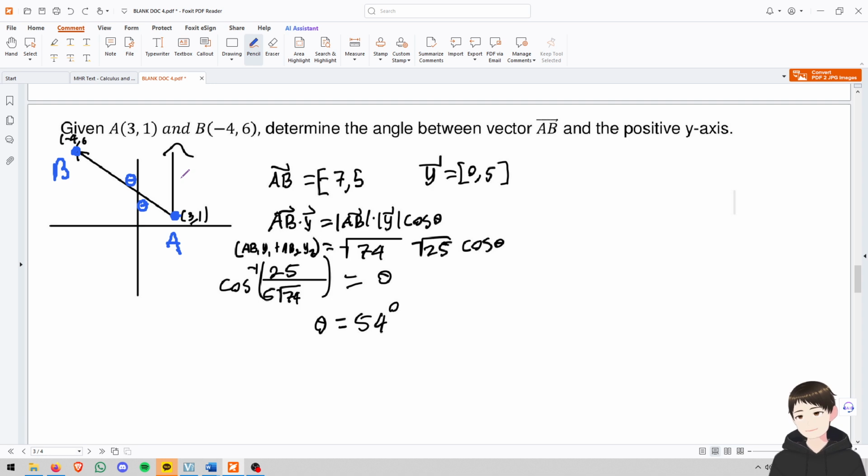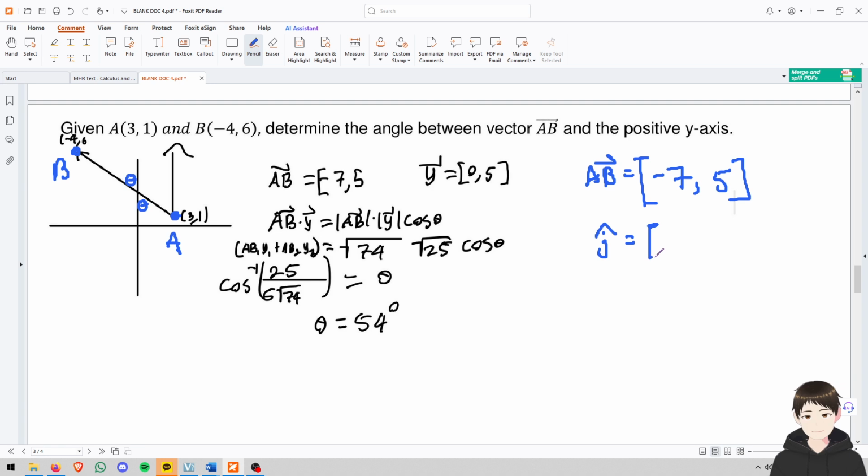Okay. And so if my vector AB is, let's see, B minus A, that's negative 7, B minus A, that is a 5. And my vector in the y direction, you know what, let's use proper terms. How about I use the unit vector j, which is automatically a vector in the vertical direction. What is the angle between these two?